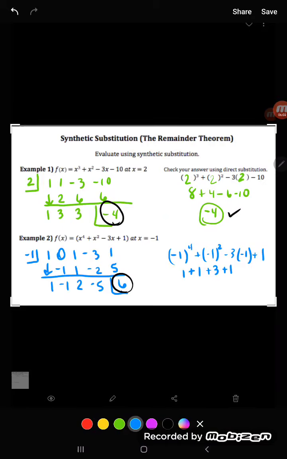When I combine like terms, 1 plus 1 is 2. 2 plus 3 is 5. 5 plus 1 is going to give me a 6. So again, you can always check your answer using direct substitution to make sure you're correct.